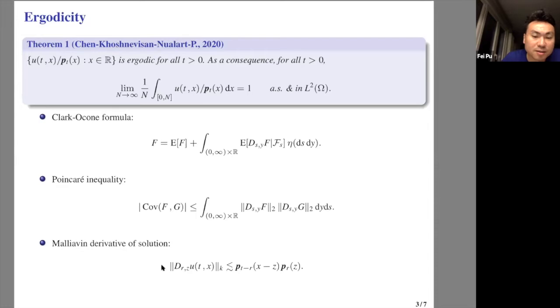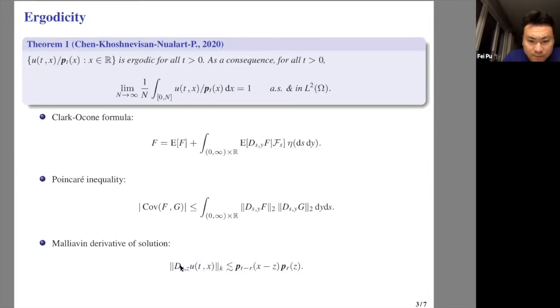In fact, we have the following estimates. Here, the Malliavin derivative of u of t, x at this point r, z, we look at the L^k norm. This is bounded above by a constant times p_{t-r}(x-z), this is the heat kernel, times p_r(z). We have this upper bound for the Malliavin derivative of a solution to the parabolic model.